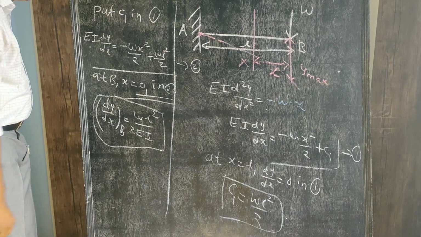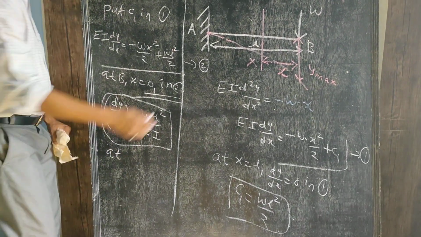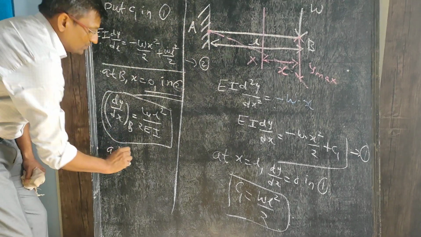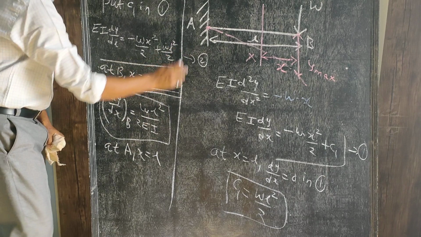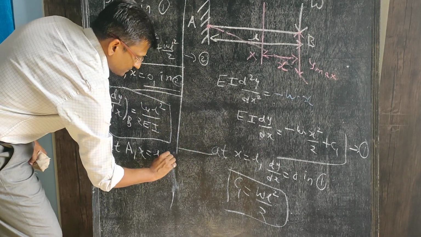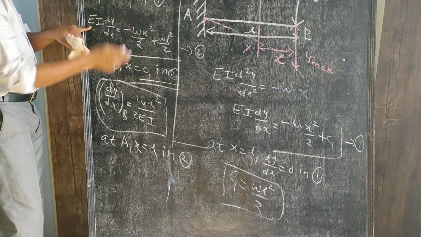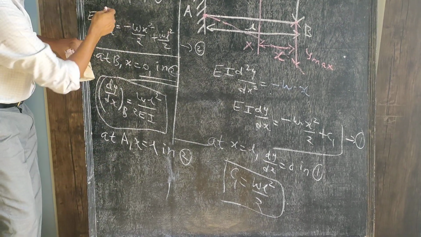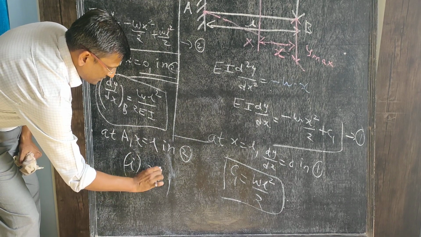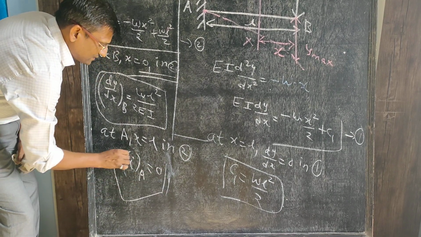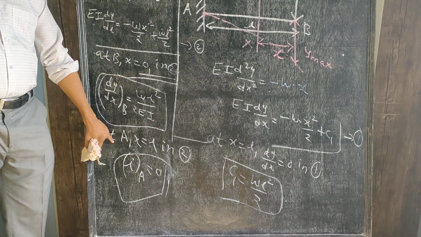Similarly, we can find the slope at the end A. At the end A, x is equal to L. So put x equal to L here in equation number 2. If you put x equal to L here, simply you'll get the slope at A, and that will come 0. Is it? Mathematically also. That slope we also denote as i. So slope at B and slope at A is found.